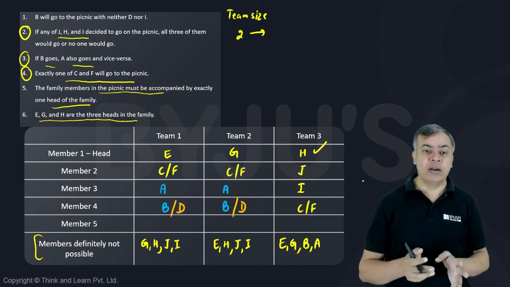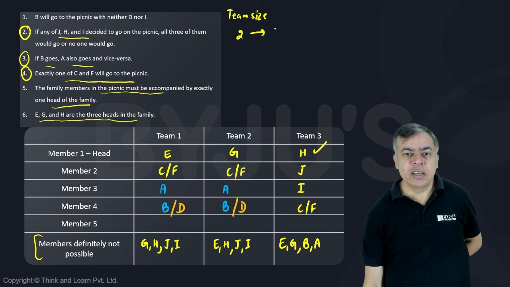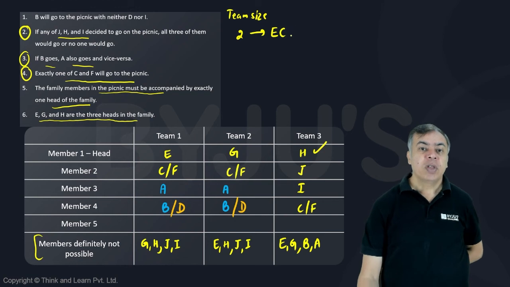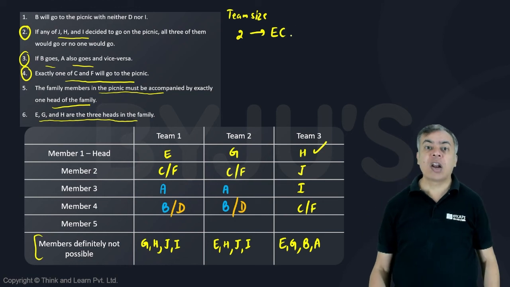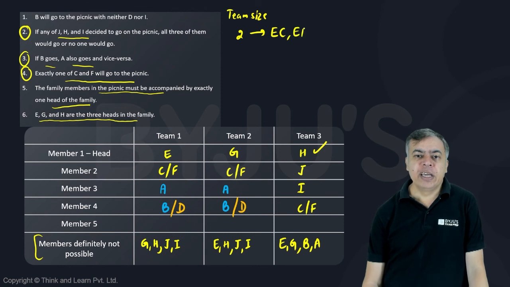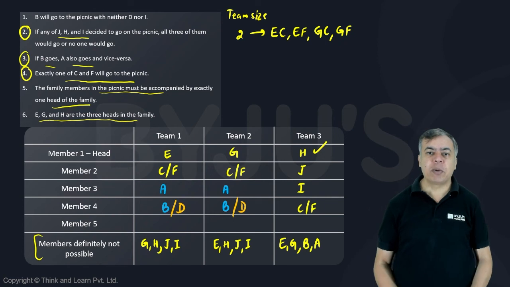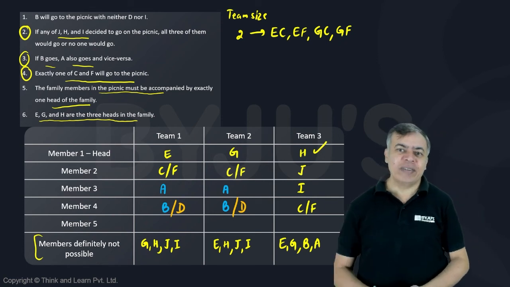But in team 1, out of, okay, you can see that E must be there, and out of C and F 1 must be there. Others are optional. A, B, D are optional. So E, C can be one team, E, F can be one team. Similarly, in team 2, G, C can be one team and G, F can be one team. So team size of 2, these are the possibilities: E, C, E, F, G, C and G, F.